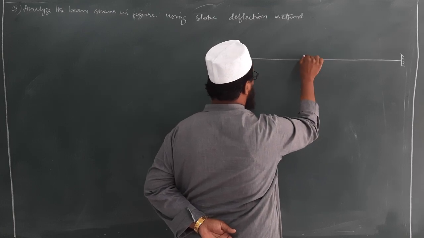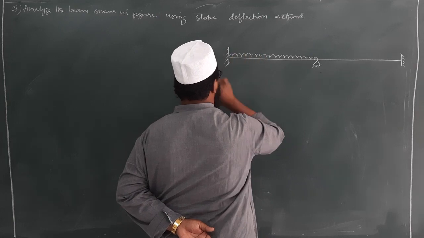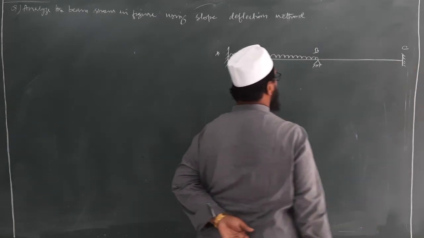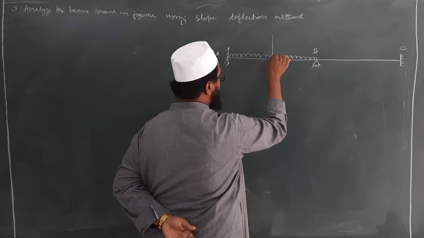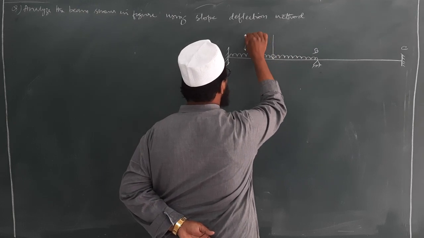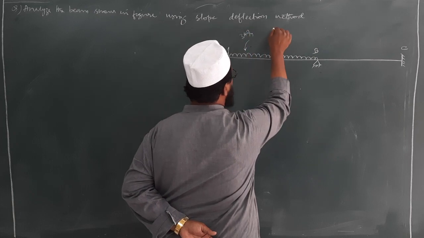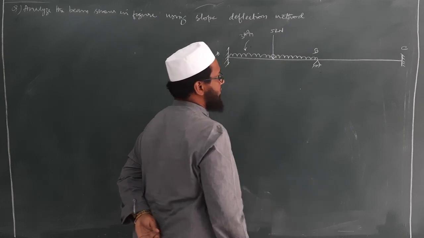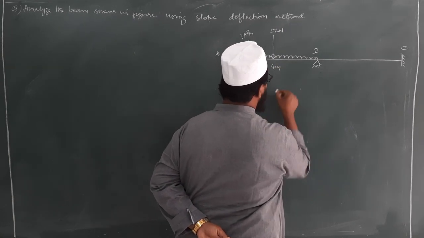We have a UDL over the entire span of this AB, and along with this UDL we have a central point load, and the intensity of this UDL is 3 kilonewton per meter, and this is 5 kilonewton, and the span is 4 meter.